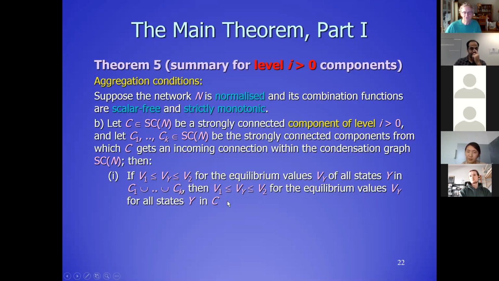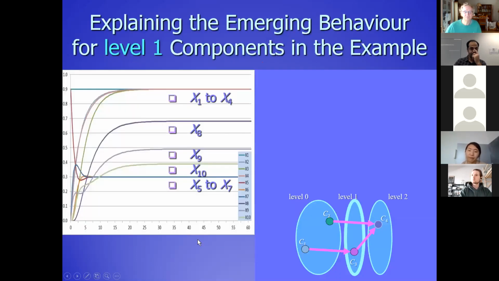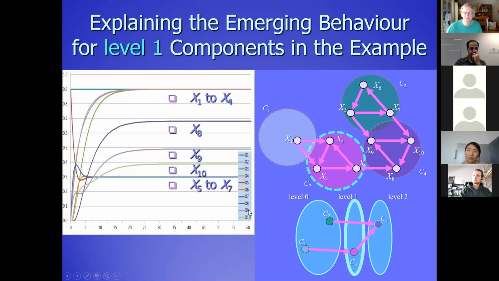So that gives some relation already: this range cannot be increasing. It can only become smaller. And if they have the same value, then you will also have the same value in your C. So let's see what we can find here. We can consider first this C3 at level 1.